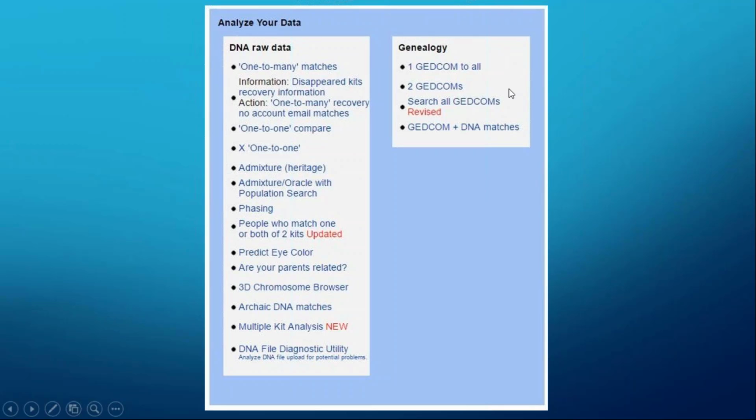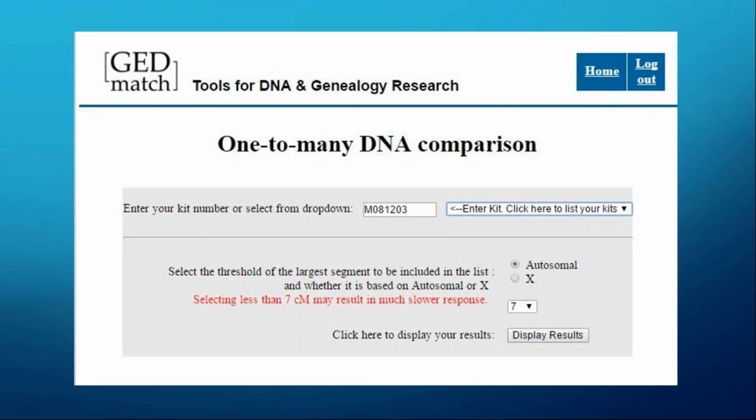If you notice, these are the tools that are free under Analyze Your Data. The best thing you can do is just play with them one by one and see what they'll allow you to do. You're probably not going to have to use the information or action buttons unless a kit that you did have up there or someone else had up there disappears. It'll tell you how you can recover it there. So let's look at some of these tools and what they do.